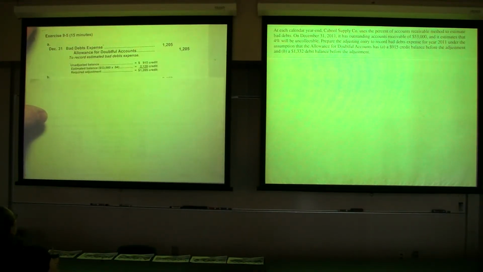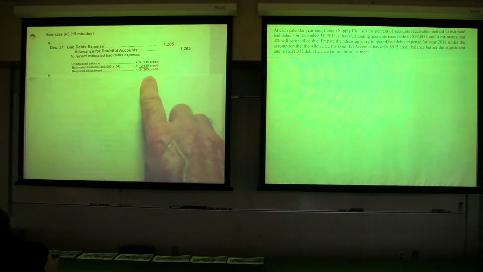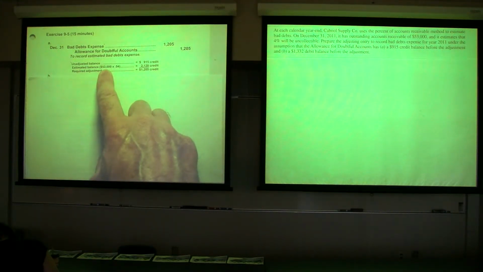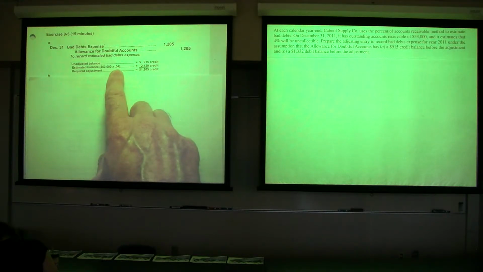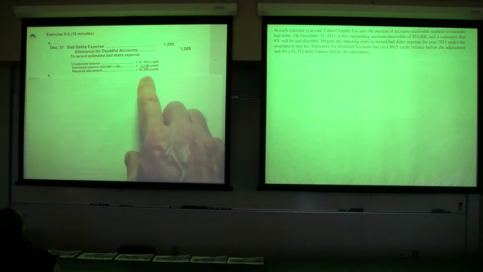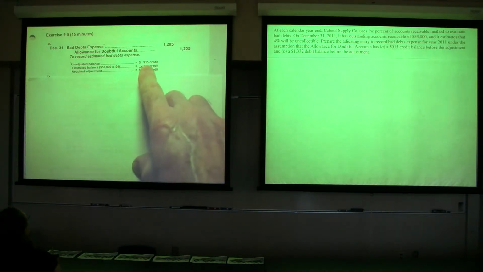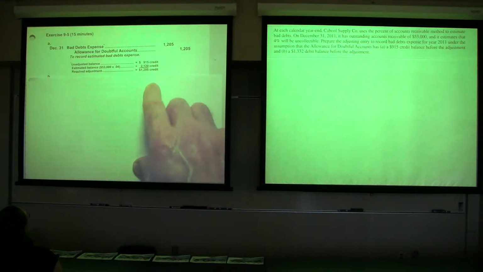So for the first one, here's what you do. In this case, here's your accounts receivable. 4% will prove to be uncollectible, so this is the amount that you want as a credit balance. Currently, you have a credit balance of $915, therefore, the difference is the amount of adjustment. So $1,205 will bring this $915 up to the $2,120. Does that make sense?